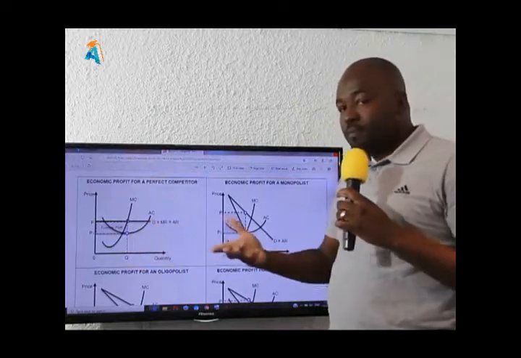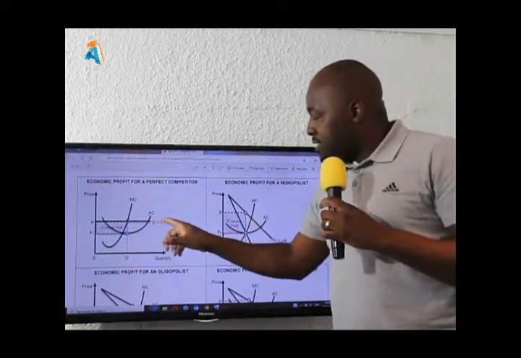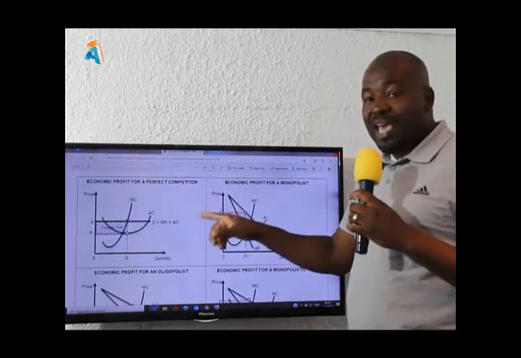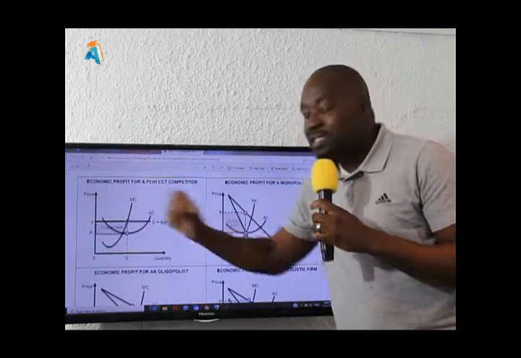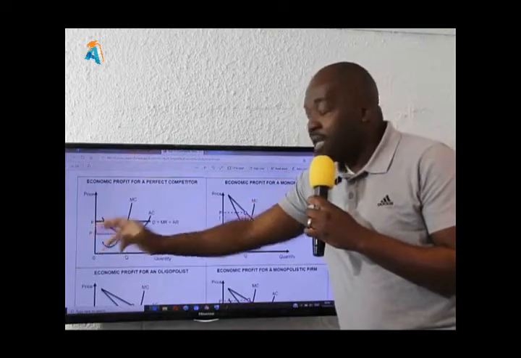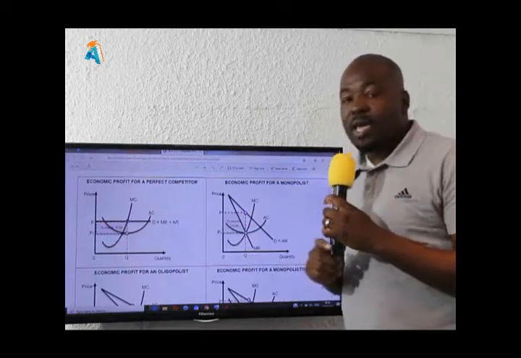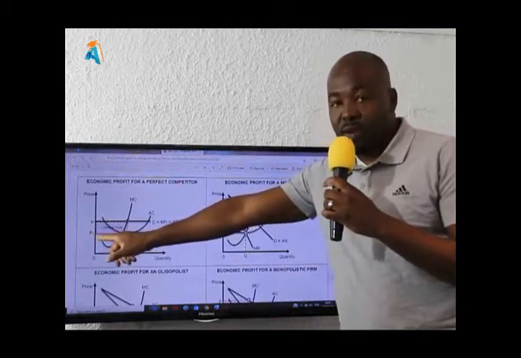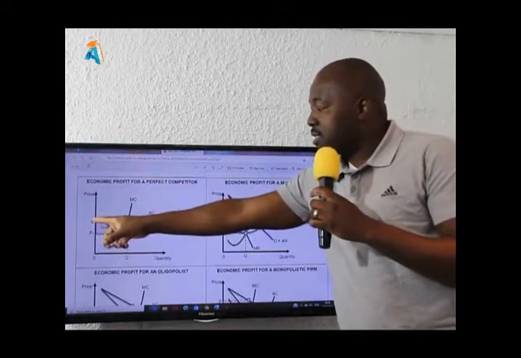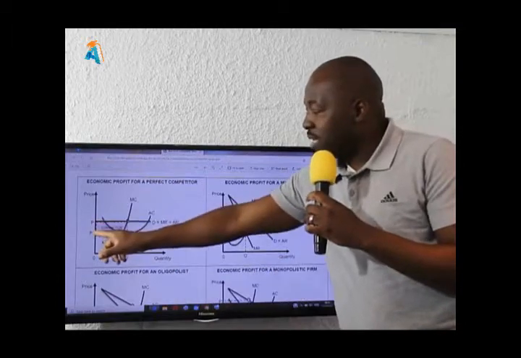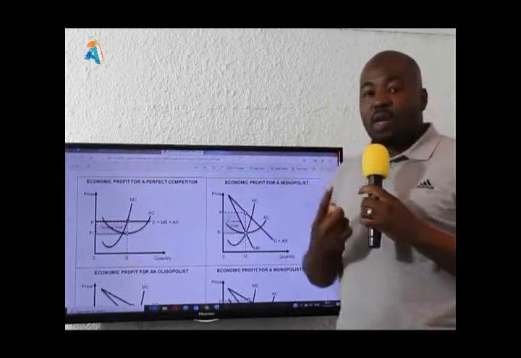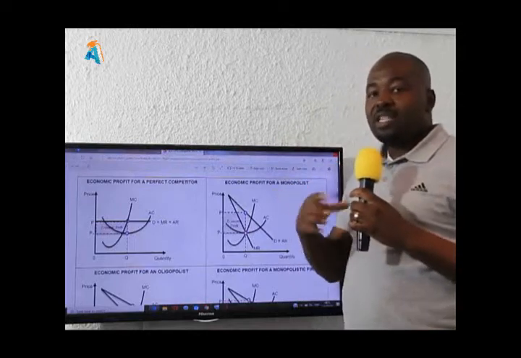So in this case, you can see D is equal to AR, which is equal to MR. This curve is P. Now P is higher than P1, and P1 is our AC. So P is greater than P1. We can use numbers: 6 is greater than 5. So 6 minus 5 is 1. That 1 is positive 1, so that's the profit per unit. If the quantity is 100, then we say 1 times 100. So the firm is making an economic profit of 100 rands.